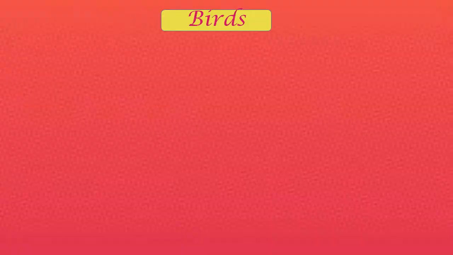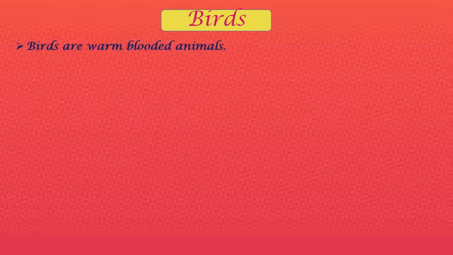Now let us learn about the birds, the vertebrates. What are the very important characteristics of birds? Birds are warm-blooded animals. In reptiles we saw they are cold-blooded. Here birds are warm-blooded. What are warm-blooded animals? As I told you, these animals will not change their body temperature according to the temperature in their surroundings.